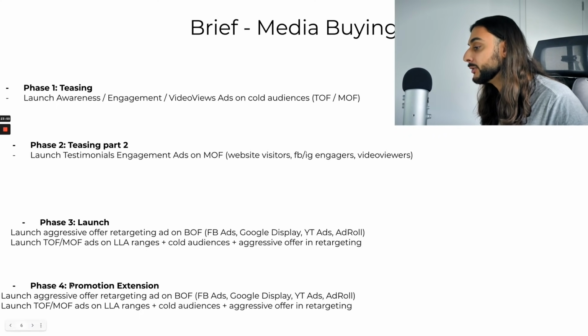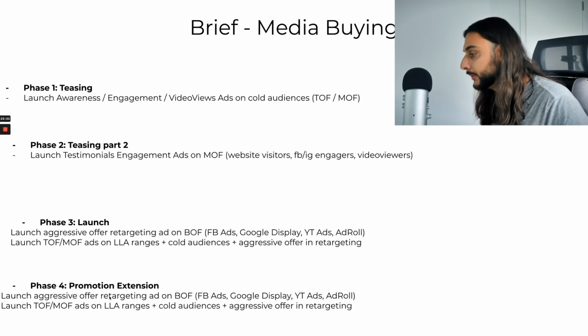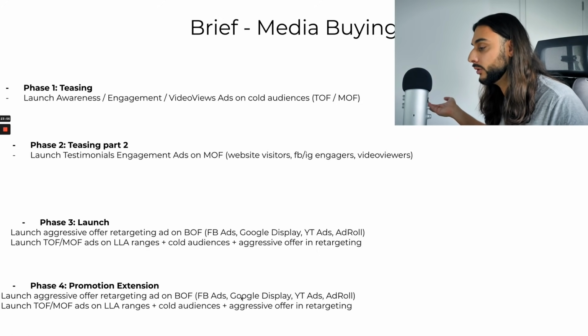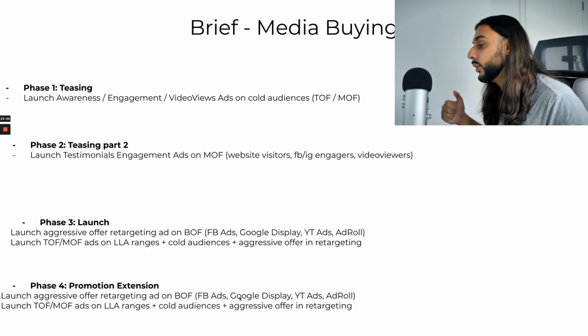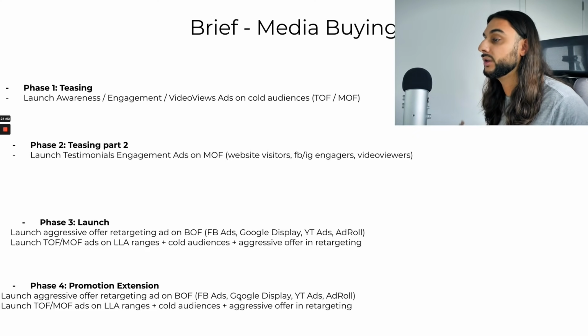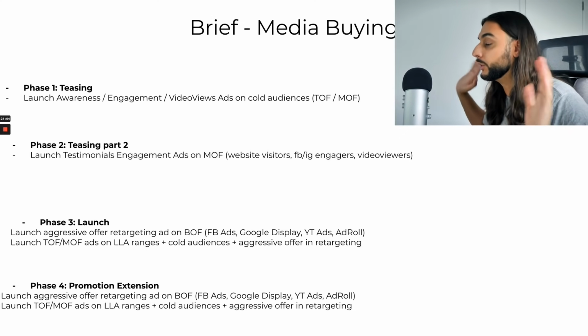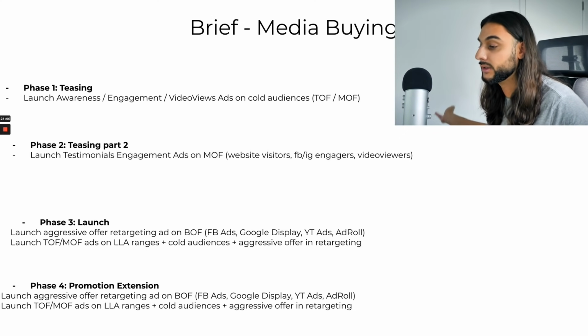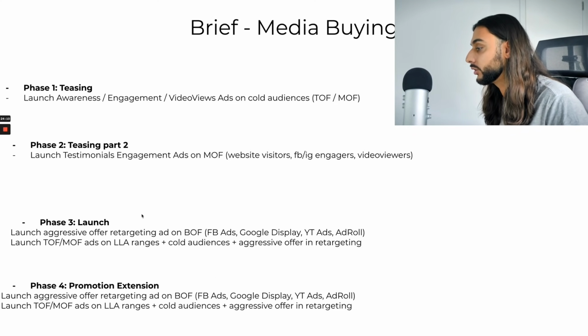Now, phase 4 is promotion extension. Launch aggressive offer again, same again, retargeting on the same platforms, but this time we're doing it with the ranges of longer cold audiences and warm audiences. This one, we don't care if they're cold or warm, we're just doing it to see if it actually converts. And this works really, really well after you've followed the first 3 phases here.